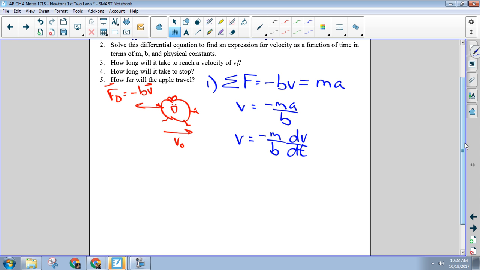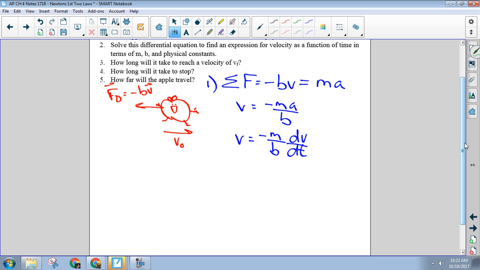Okay, so let's solve this thing. All right, so what you want to do is get everything that has a v on one side and everything that, if there was a t in here, which there isn't, but if there was a t, you'd want to get everything with a t on the other side. All right, so I'm going to rearrange this mess so that all of my v's are on one side and my dv's are on the other side.